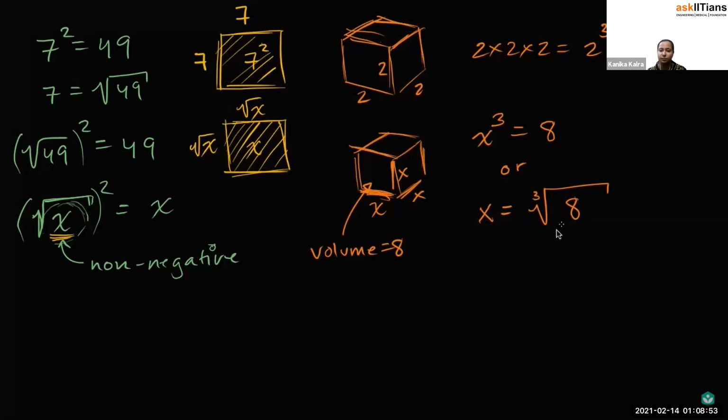So with that out of the way, let's do some examples. Let's say that I want to calculate the cube root of 27. What's that going to be?